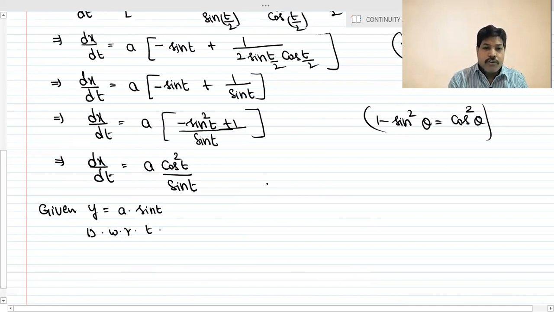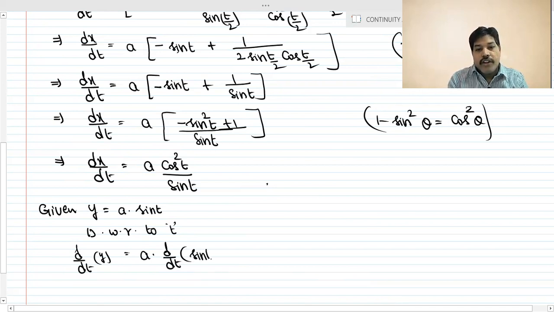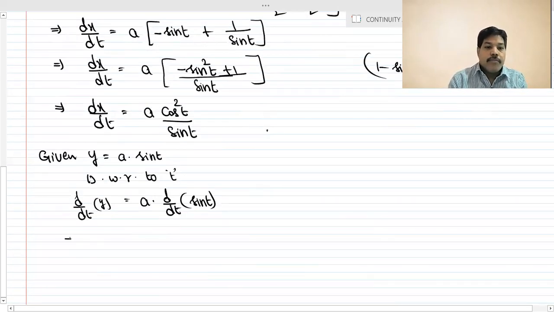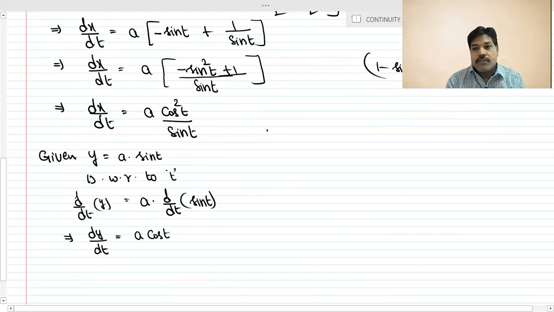Differentiate with respect to t. What happens? That is the derivative of y. Derivative of y is equal to a into derivative of sin t. That implies dy by dt is equal to a into the derivative of sine, and the derivative of sine is nothing but cos t.